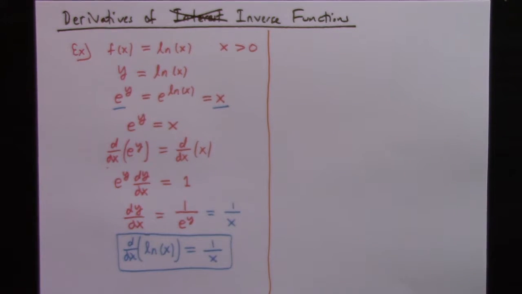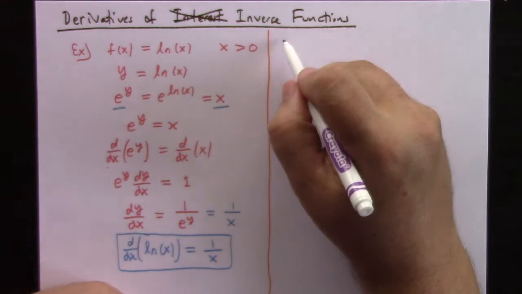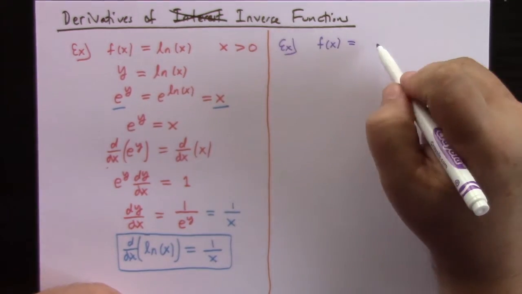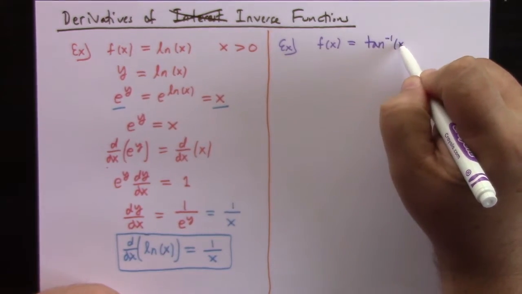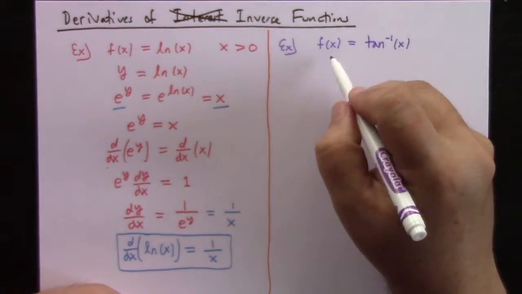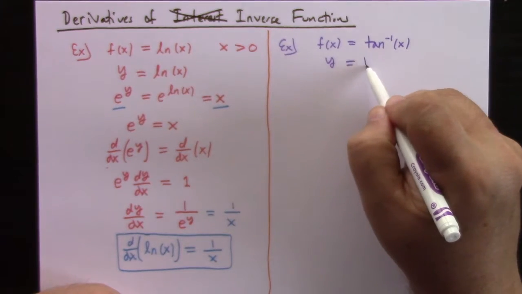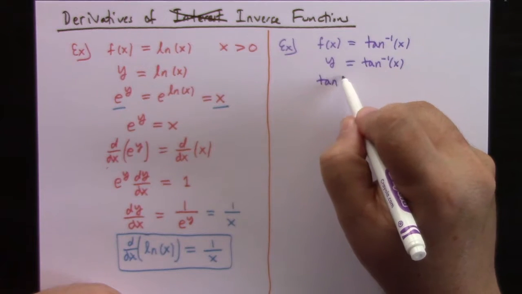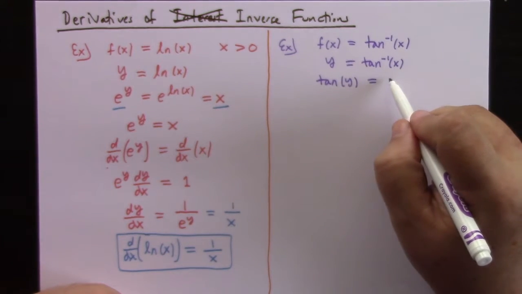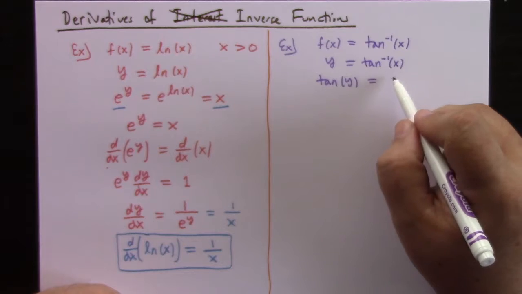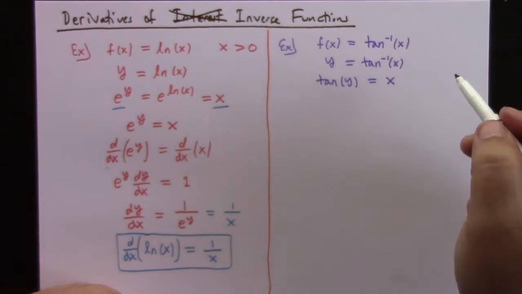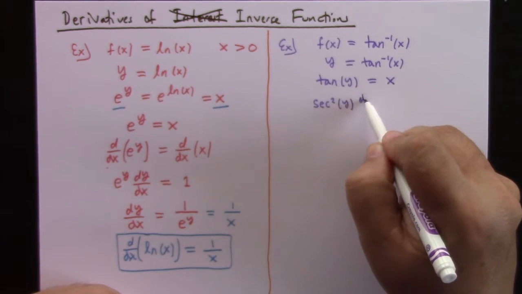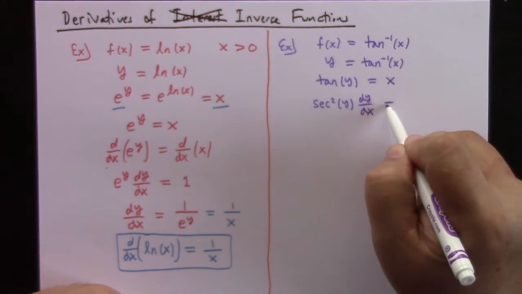Let's see here. Another example of this flavor, which is going to be rather different, is f of x equals inverse tangent of x. Suppose I want to find the derivative of inverse tangent. It's basically the same song and dance. y equals inverse tangent of x. I take the tangent of both sides. Tangent of y is equal to x, because tangent of inverse tangent is just x again. I differentiate both sides. So differentiating gives me secant squared y times dy dx, because I'm differentiating with respect to x.